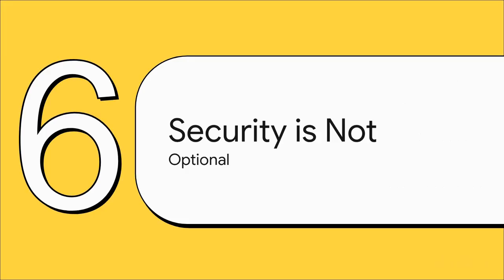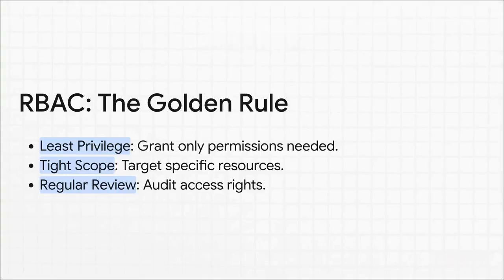And speaking of security, just picking a pattern is not enough. Your pipeline is an incredibly privileged system. It basically has the keys to your entire kingdom. You have to build strong security guardrails around it. It is not optional. First things first, RBAC is your golden rule.